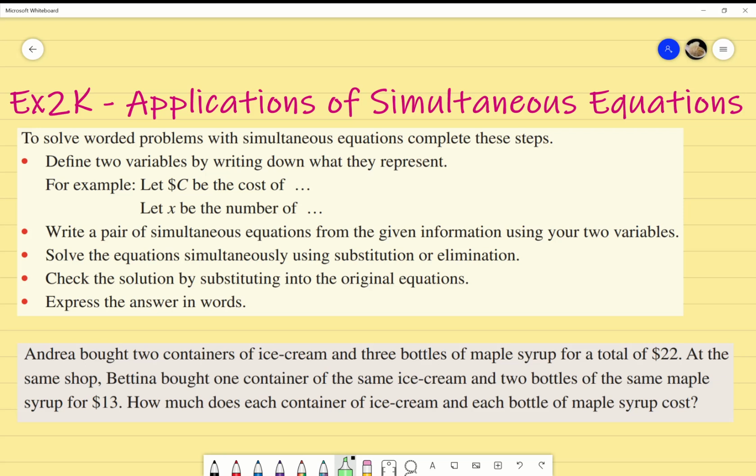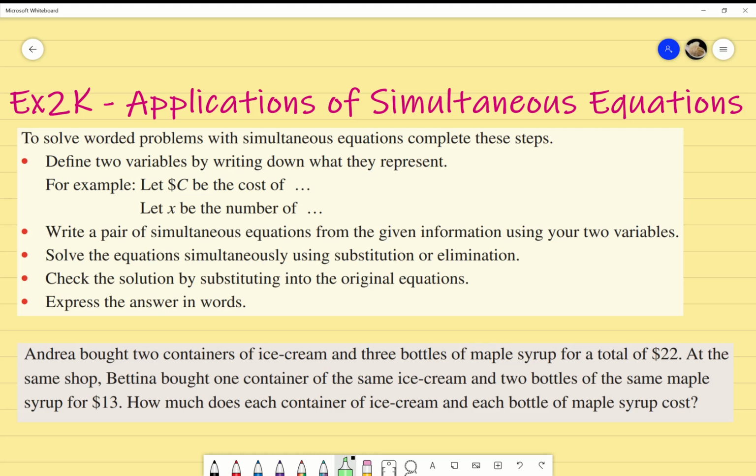This is an introduction to exercise 2K on applications of simultaneous equations on page 133 of our textbook. With this stuff, we're just applying our understanding of what we already know. We already know how to form linear equations based on words. We already know how to solve simultaneous equations. Let's just put two and two together, not literally, and then solve worded problems.